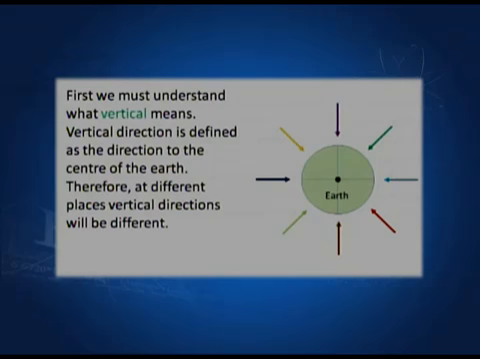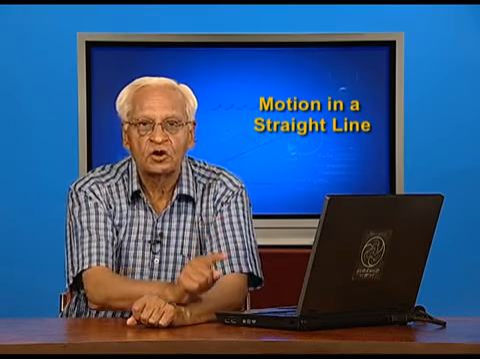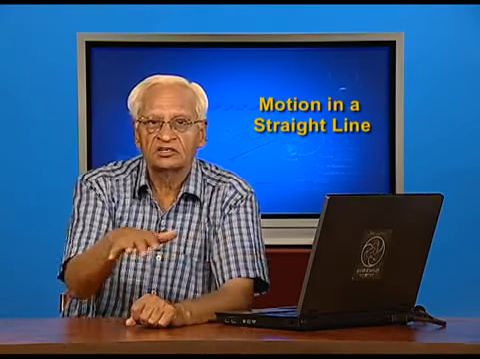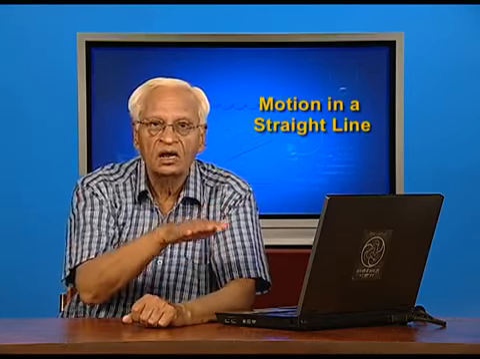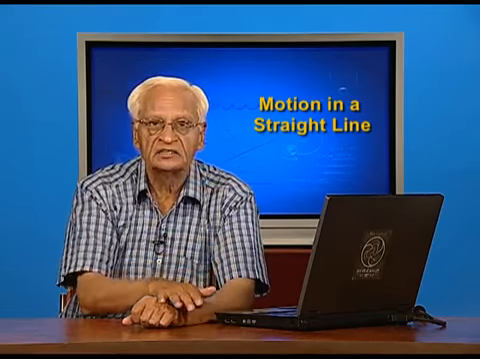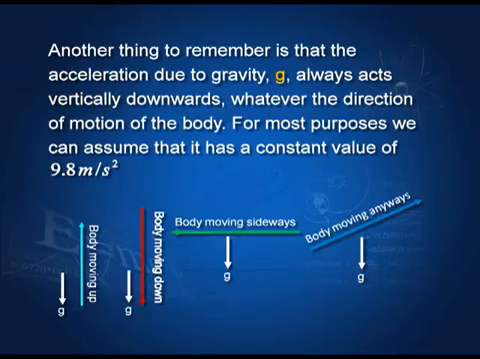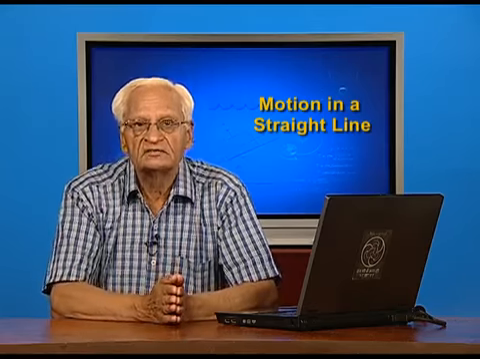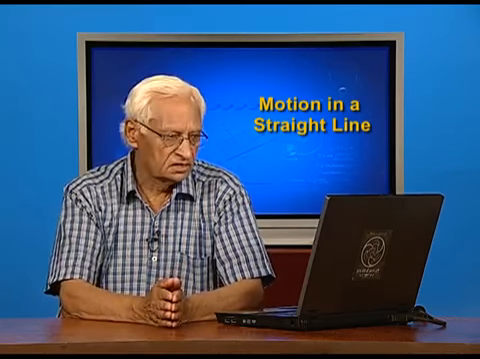The vertical direction is the direction towards the center of the earth, that is called vertical direction, and the horizontal direction is just direction along the surface of the earth or perpendicular to the vertical direction. So, we define vertical direction first and then the horizontal direction. Another thing you must remember is that the acceleration due to gravity is always vertically downwards towards the center of the earth.